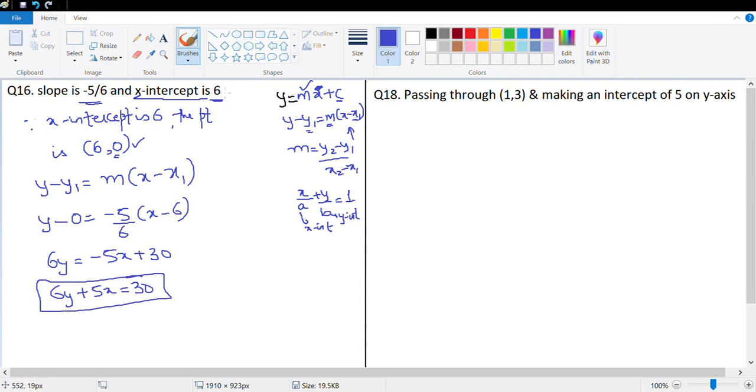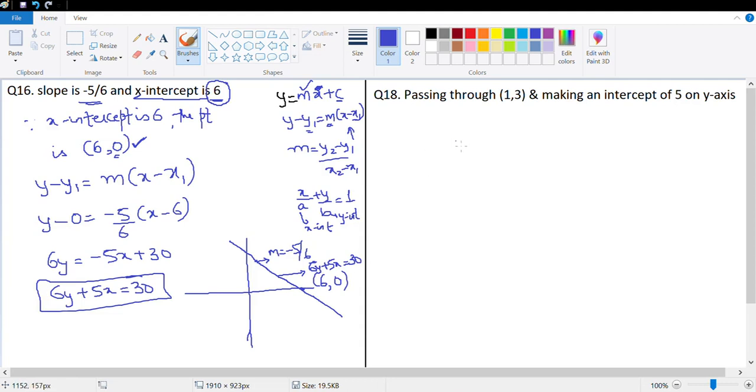Note the only thing in this question was to figure out that if x-intercept is 6, the point we are referring to is 6, 0. In case you want to see a line like this, let's say this is 6, 0, and it is making a negative slope, which means the slope is something like this. So the slope m is equal to negative 5 by 6, and this point is 6, 0. Perfect. So the equation of this line which we calculated was 6y plus 5x is equal to 30. Done. Let's look at the next question, question number 18.